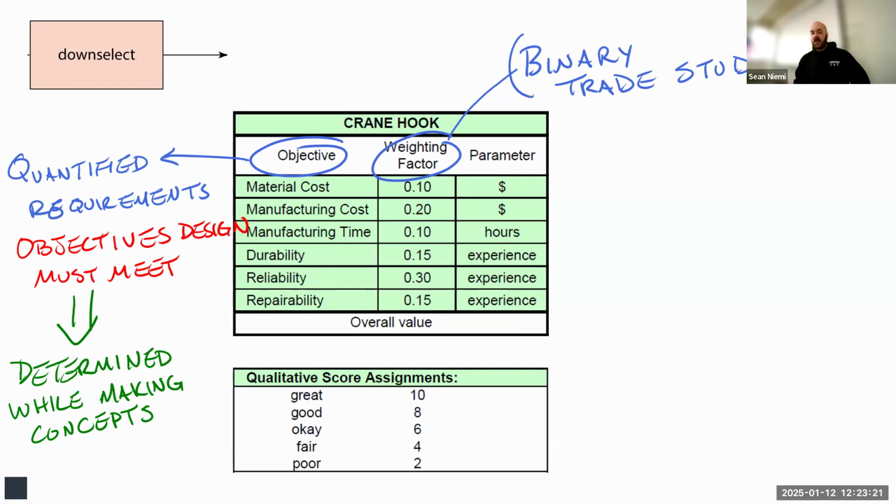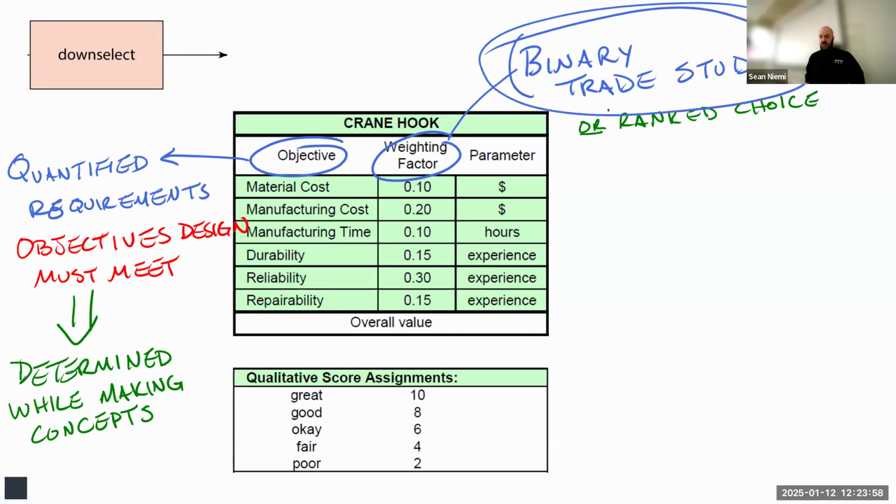This is what we use for DML. Another option that could be done is everybody goes through and says, hey, this is the one I think is the most important. This is the one I think is second most important. You put them in a ranked choice order, and then you take how many points each one gets for each of those positions, and you have some sort of a way of determining a weighing factor from that. We just use the binary trade study. It's simple and straightforward. That's the way we do it.